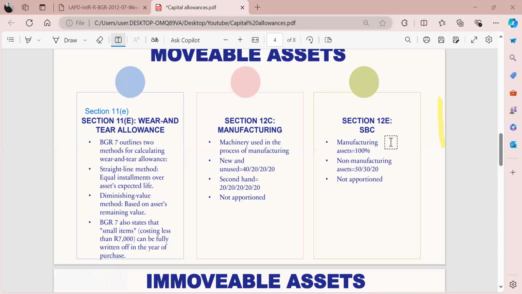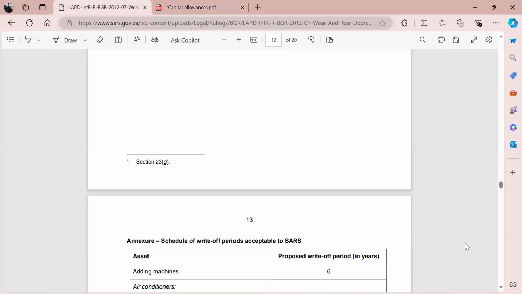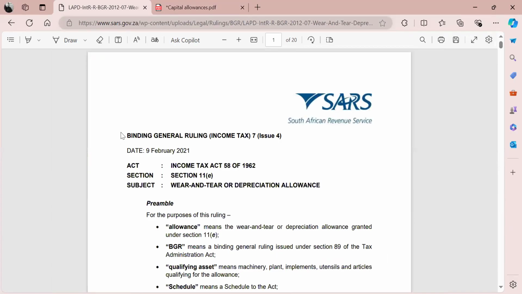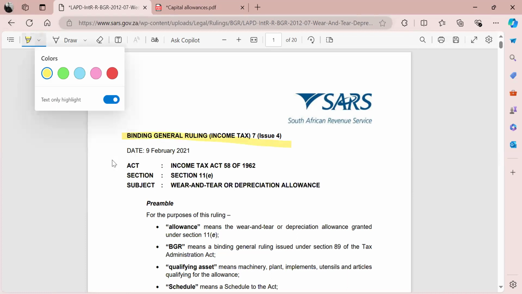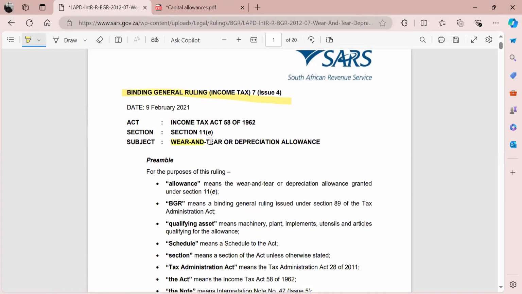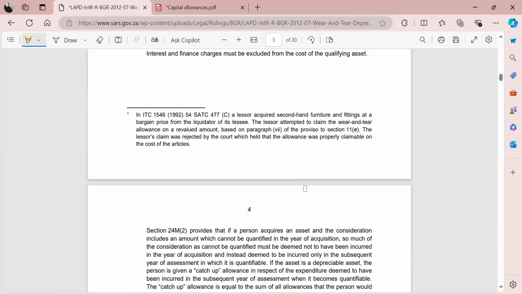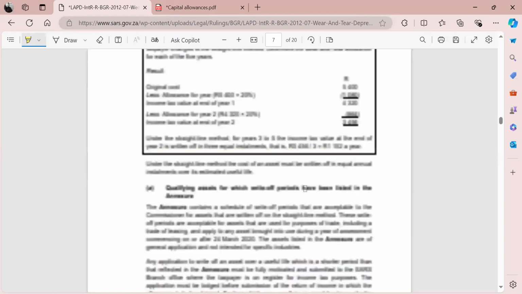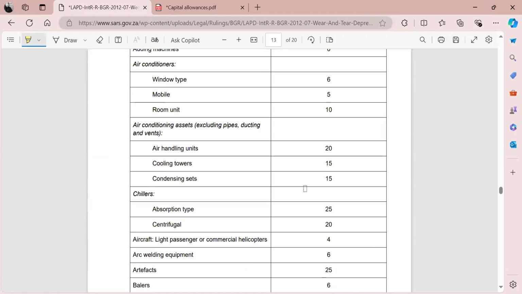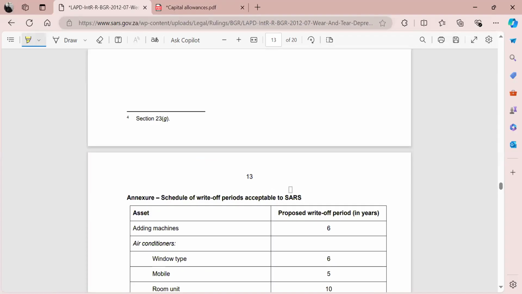Now, for those who don't know what the binding general ruling is, I have downloaded the document from the SARS website, and I just want to show you guys what it looks like. As you can see, it's written binding general ruling, issue number 4. So this specifically deals with wear and tear allowance. So this is the binding general ruling, you guys. It's basically a document with the respective useful lives, right?